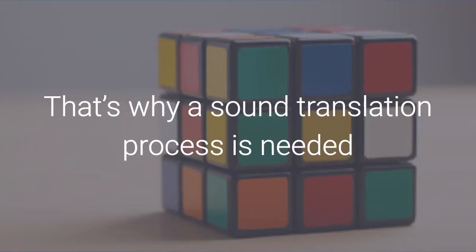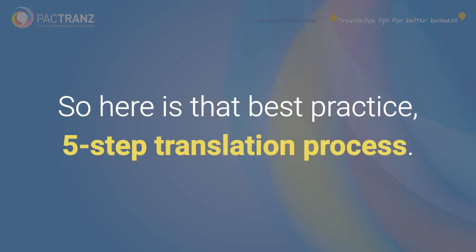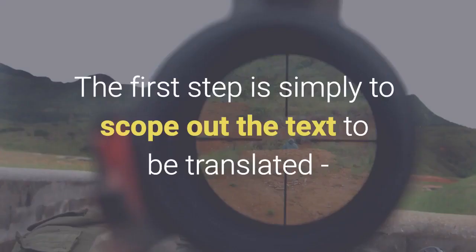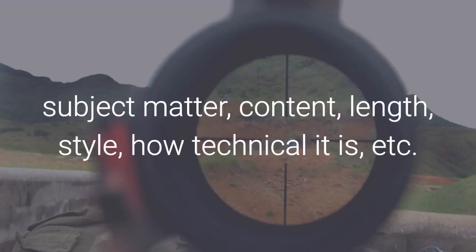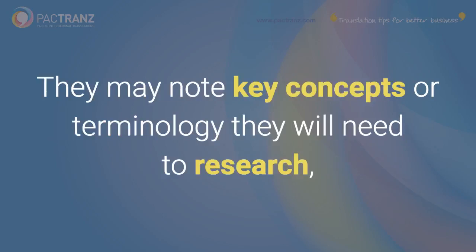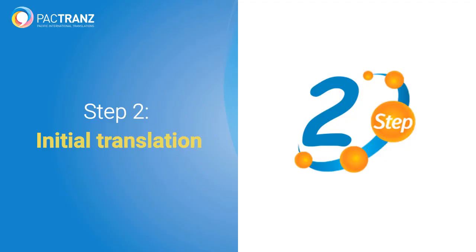That's why a sound translation process is needed and is rigorously followed by professional translators. So here is that best practice 5-step translation process. Step 1. Overview. The first step is simply to scope out the text to be translated, its subject matter, content, length, style, how technical it is, etc. The translator will typically read or skim read parts of the text to get a feel for the content. They may note key concepts or terminology they will need to research and will decide if any preliminary background reading is needed.